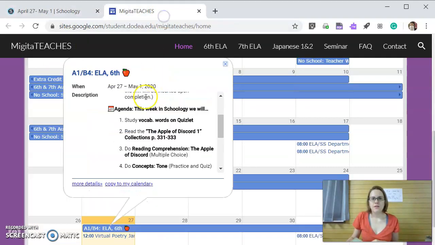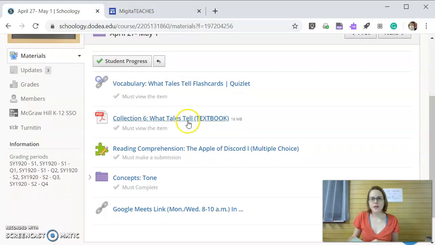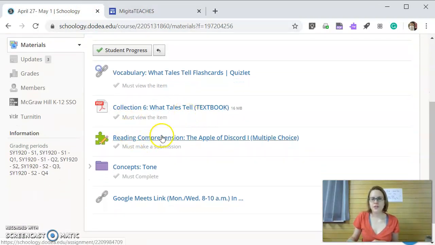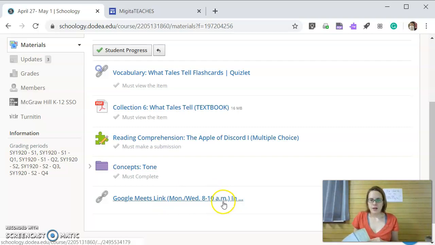We have our vocabulary words, so let's do that first. Here's the textbook. We're going to read The Apple of Discord, then do the reading comprehension, and then the tone. And then if you need me, of course, there are the Google links. This is optional, but if you need me, ask me anything, want to just say hi, come on in here.